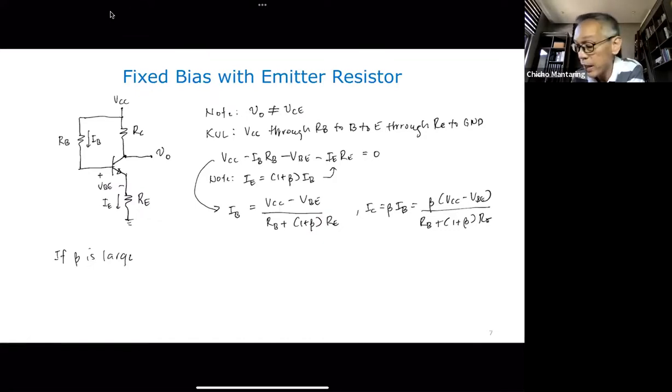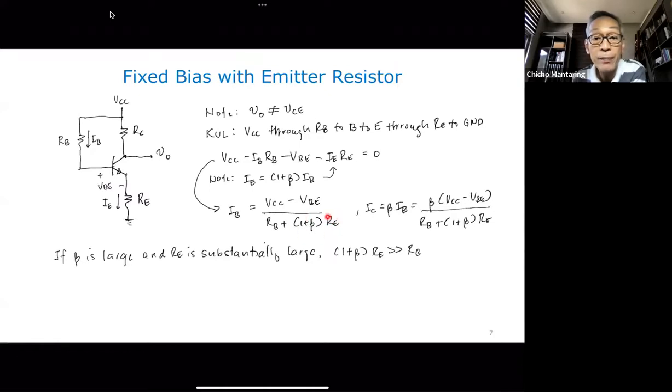So if beta is large and R sub E is substantially large, then we can say that 1 plus beta RE would be substantially greater than R sub B. Kasi kung malaki itong beta to, medyo malaki-laki din tong R sub E, then this product should be substantially greater than R sub B. And therefore, pwede na nating i-neglect to. We can neglect R sub B.